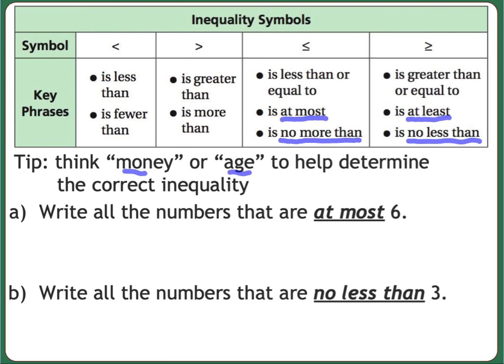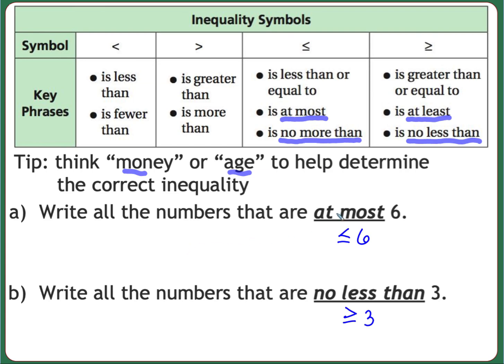All right, so why don't you go ahead and write some numbers. Write all the numbers that are at most 6. So at most 6 would be if I had at most $6. And write all the numbers that are no less than 3. That would mean I have no less than $3. So just go ahead and write a few numbers. Obviously, you can't write them all. That would be impossible.